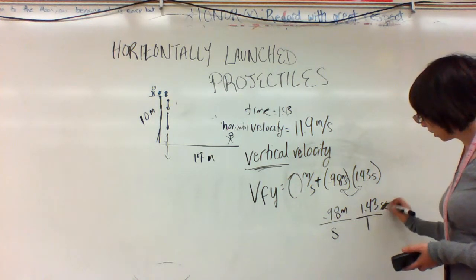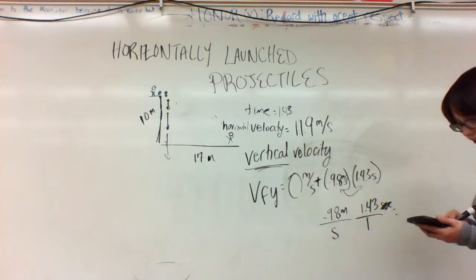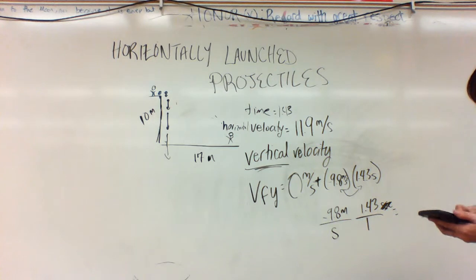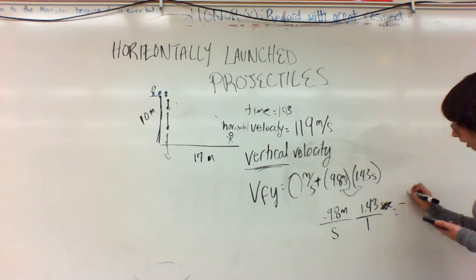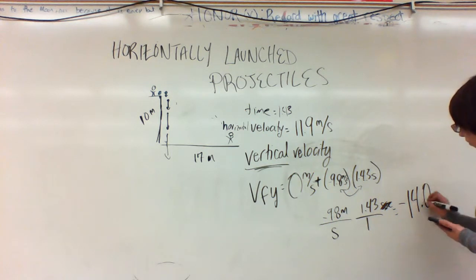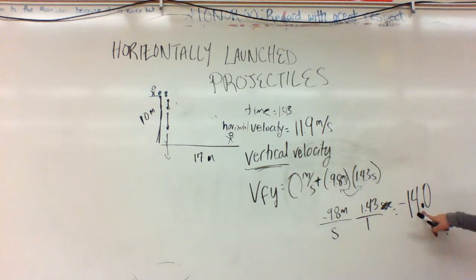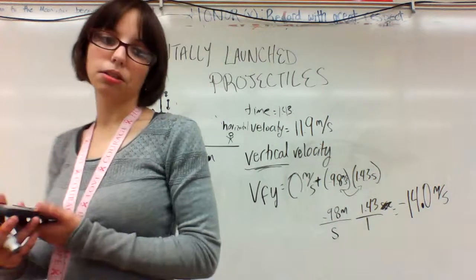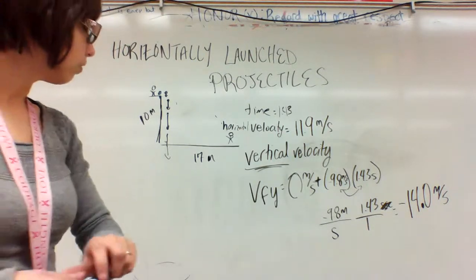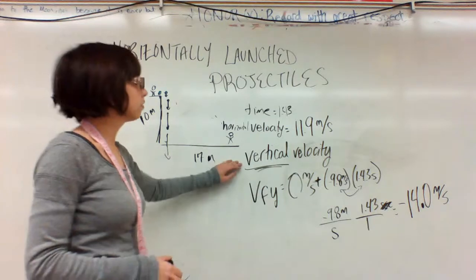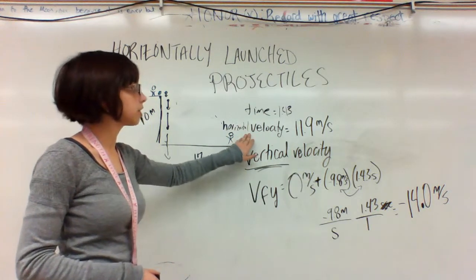I'm going to get rid of one of these seconds. Negative 9.8 times 1.43, and the answer I get ends up being negative 14.0. That 0 is still significant because I included a decimal, so I measured precisely up until this point. Meters per second. So when this water balloon hits my friend, it's going to be going that fast, vertically. So we have found final vertical velocity, initial horizontal velocity, and time.